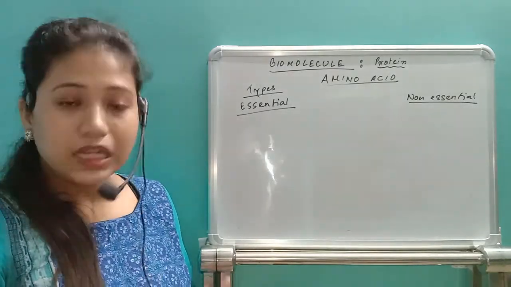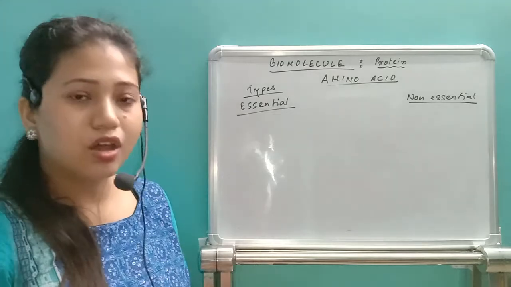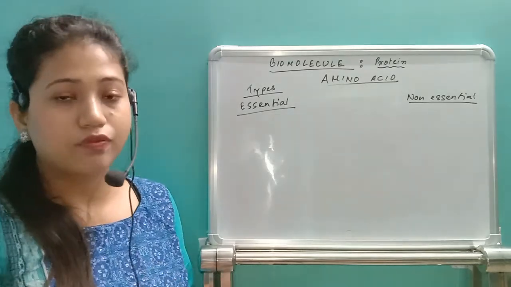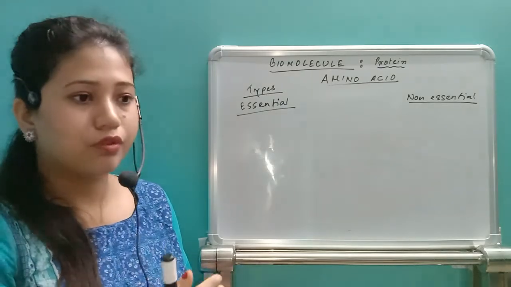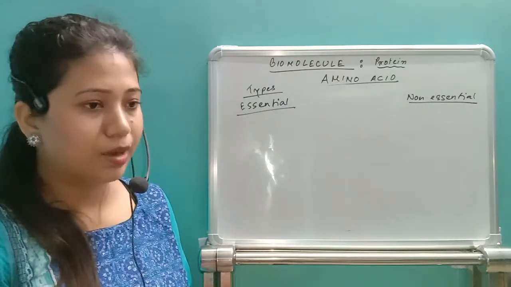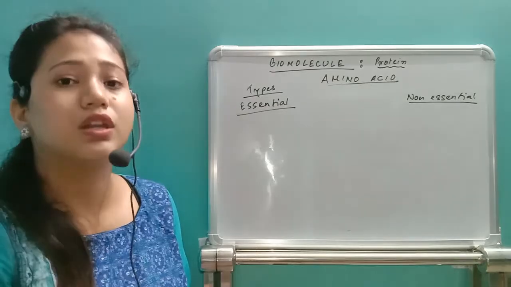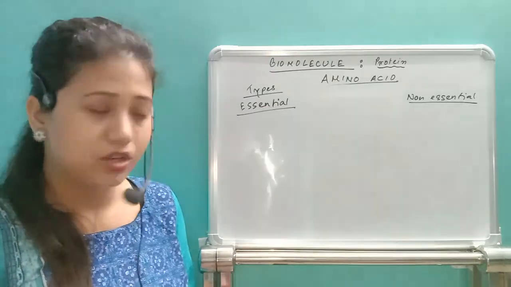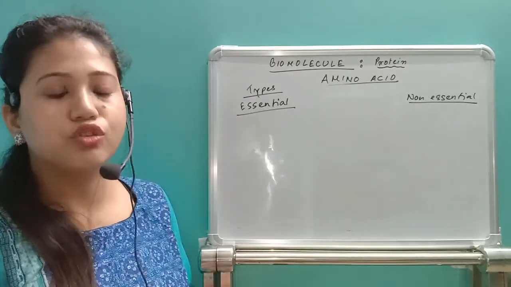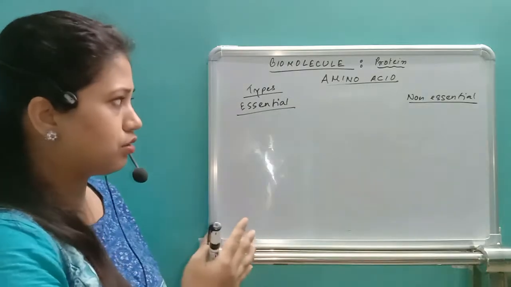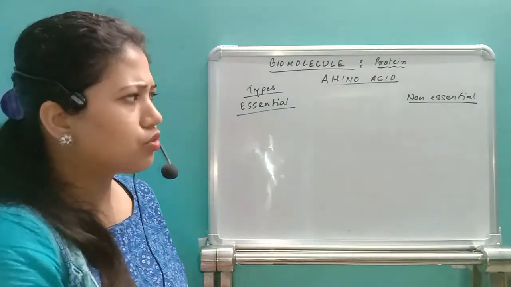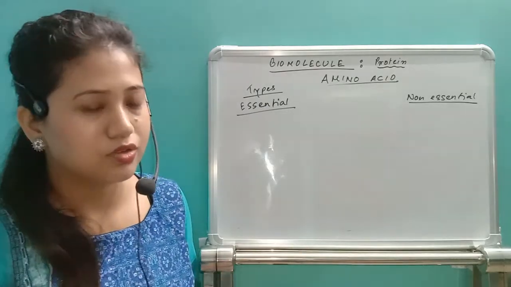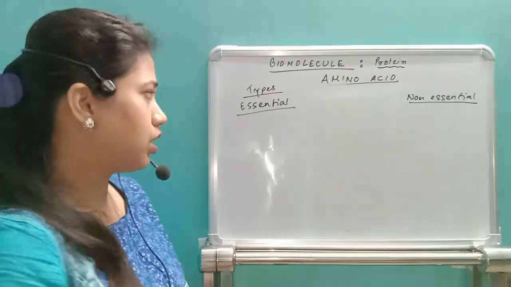Now, in the question it comes, from four amino acids, find out the essential, or among these amino acids, which one is the non-essential amino acid, right? So what we have to do, you have to remember any one of them. Either you can remember all of the essential amino acids, then you don't have to remember the non-essential amino acids. So I have a trick for it.